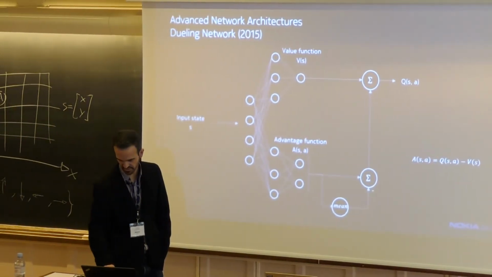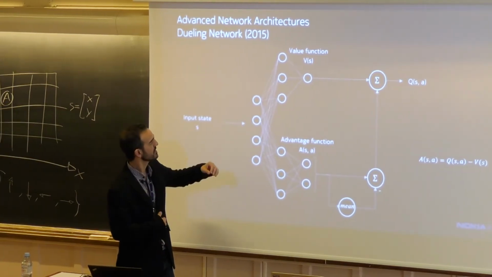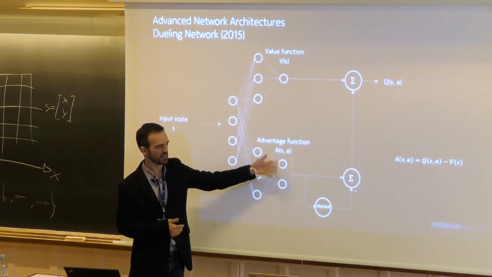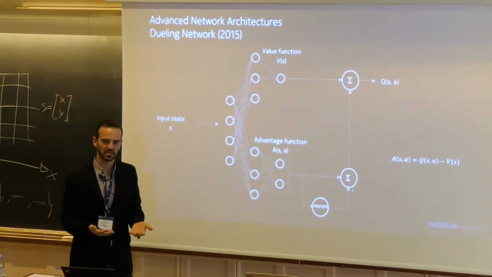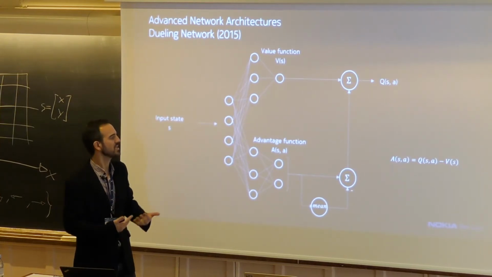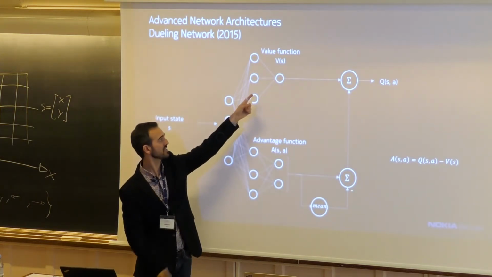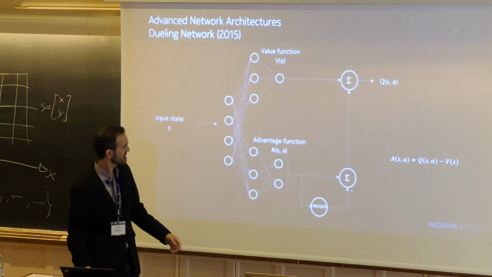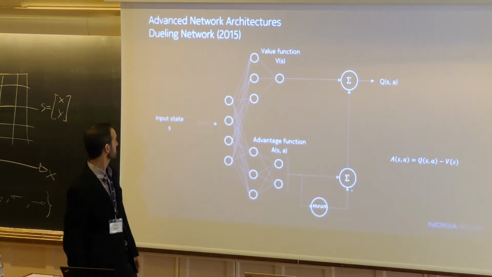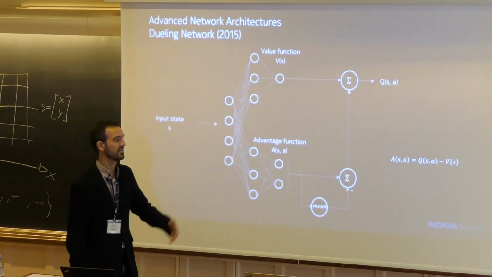And this is interesting because it allows us to estimate the value of states independent of the advantage provided by each action. There are some states in an environment where the action you take doesn't really matter. So in those situations, you don't really need to know very precisely what the action value is for each action. So in that case, it's sufficient to know the value function. So these networks are a lot easier to train. They converge faster. And back in 2015, they provided certain advantages in performance over the standard DQN.